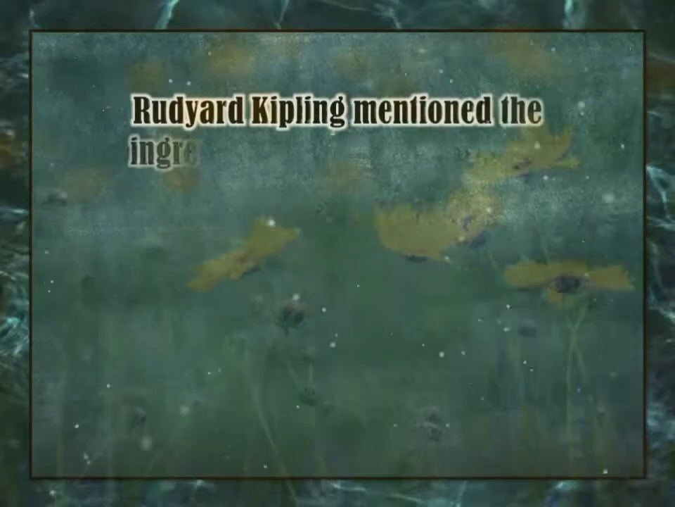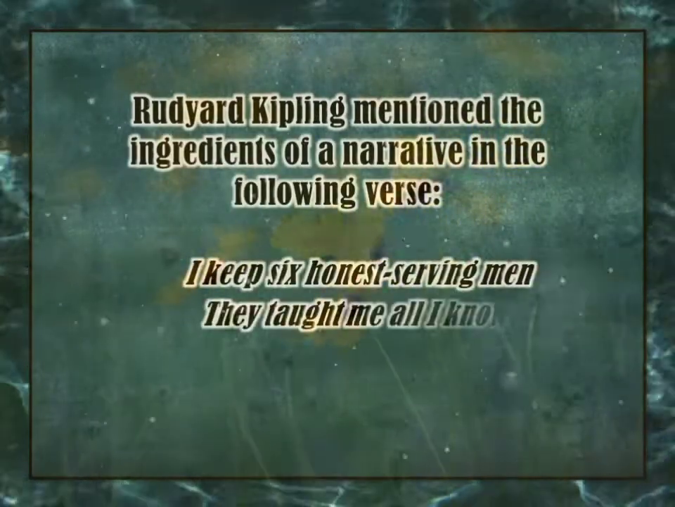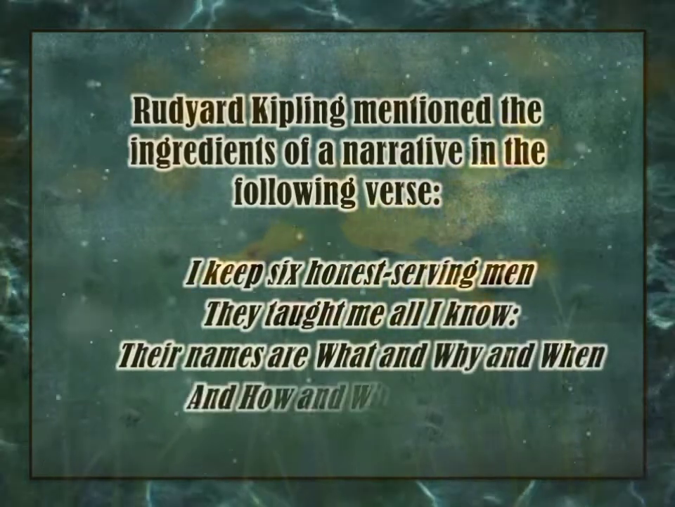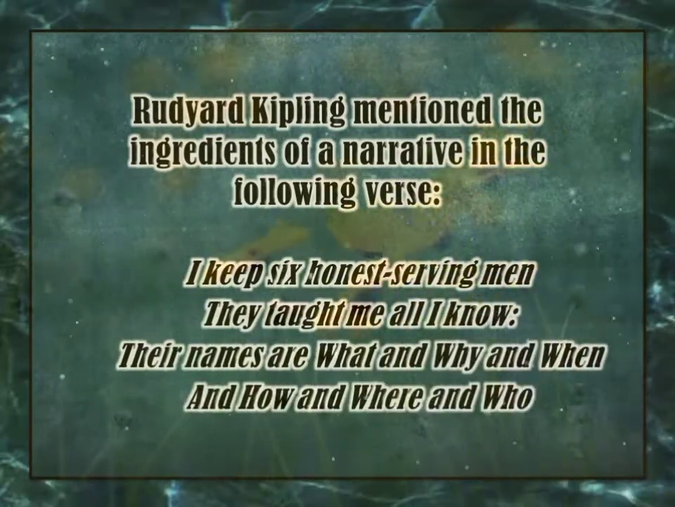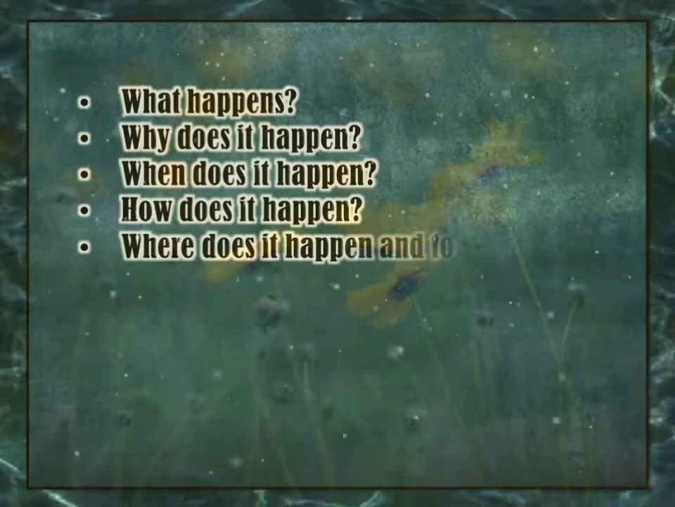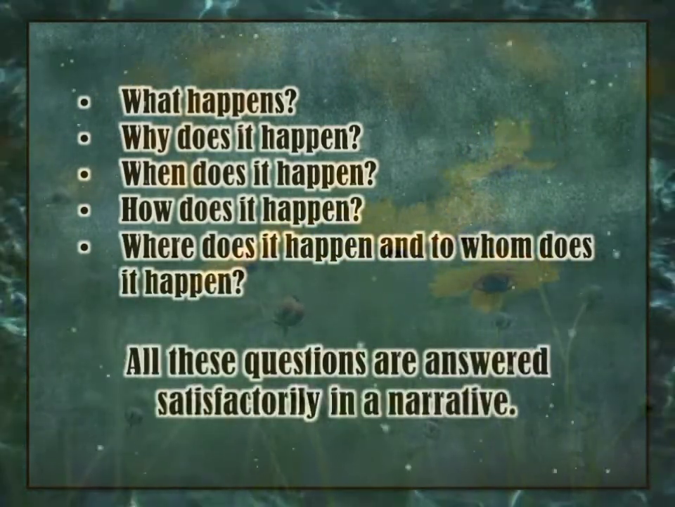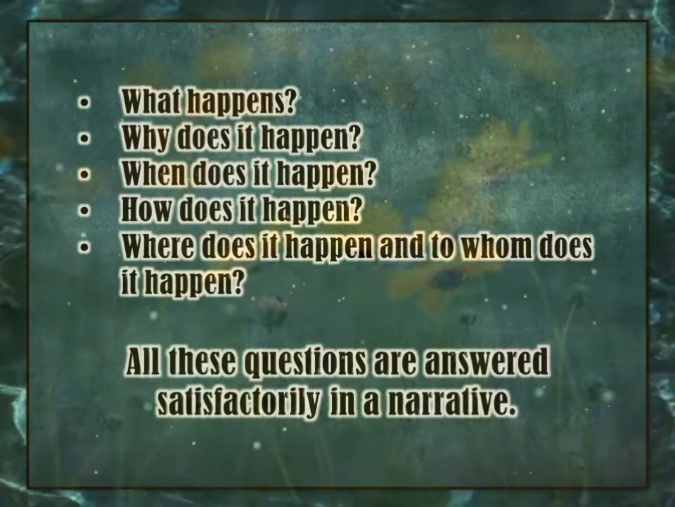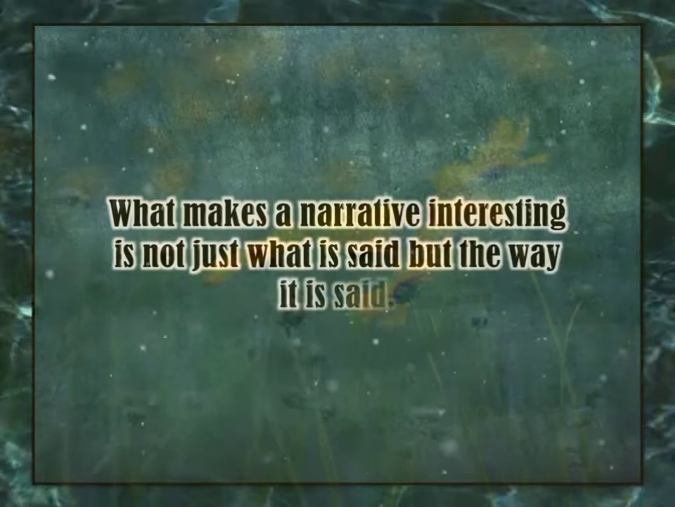Rudyard Kipling mentioned the ingredients of a narrative in the following verse. I keep six honest serving men. They taught me all I know. Their names are what, and why, and when, and how, and where, and who. What happens? Why does it happen? When does it happen? How does it happen? Where does it happen and to whom does it happen? All these questions are answered satisfactorily in a narrative. What makes a narrative interesting is not just what is said, but the way it is said.